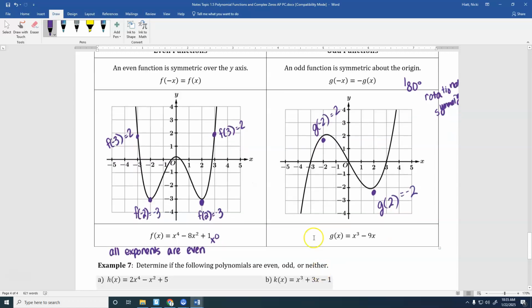And in an odd function, you guessed it, all exponents are odd.